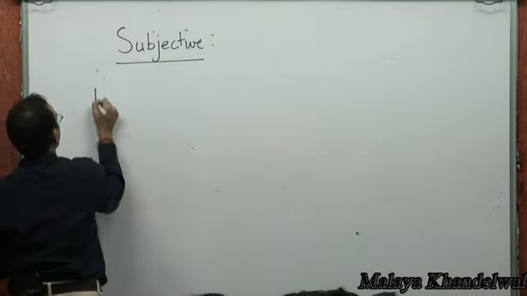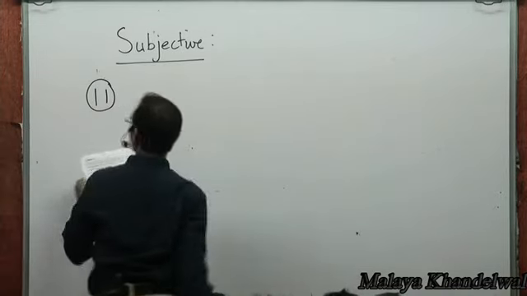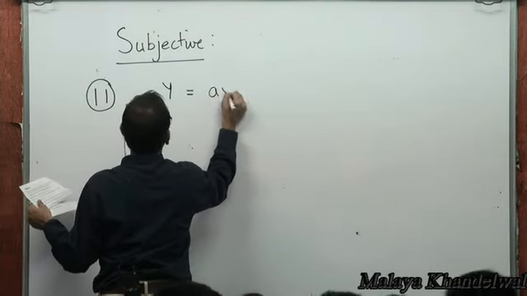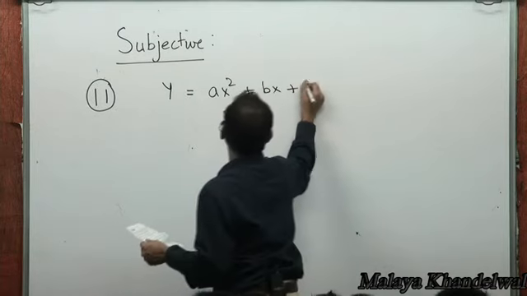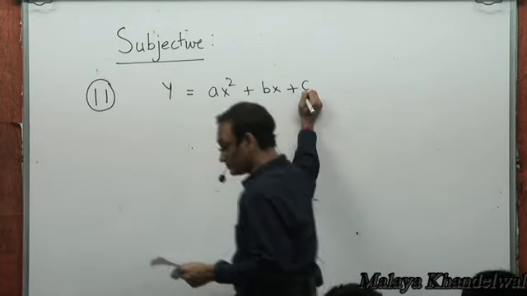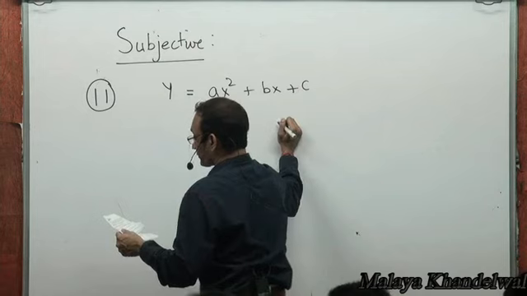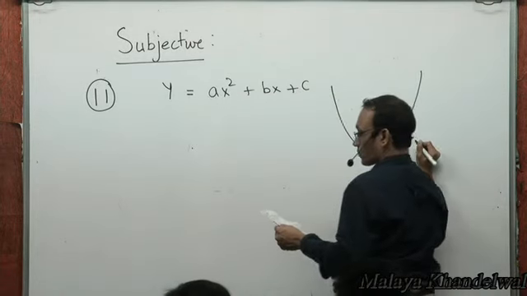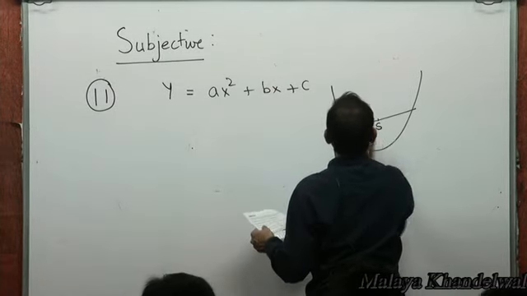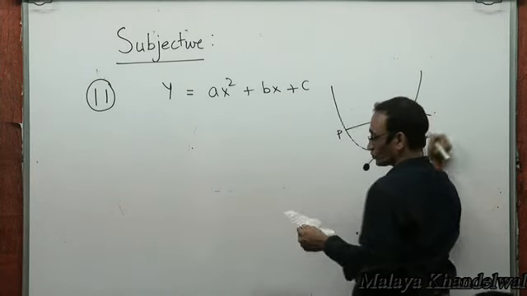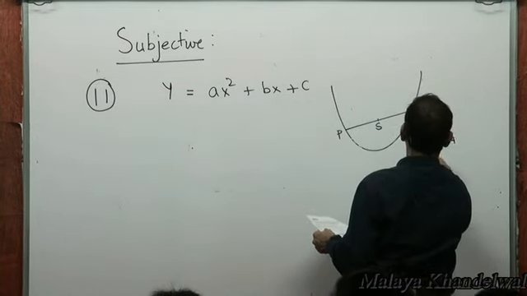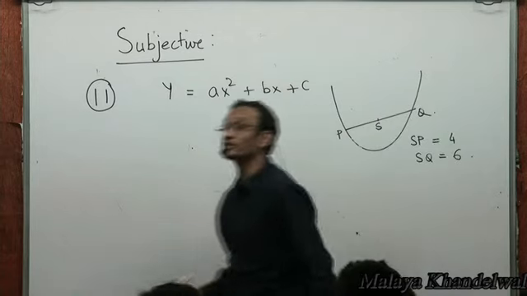So in subjective problems, let's say the 11th problem of the sheet and the first of the subjective, there is a quadratic in x, y equal to ax squared plus bx plus c. What would this be? A parabola whose axis is parallel to the y-axis, right? There is a line that passes through the focus and meets the parabola at P and Q. And if SP is 4, SQ is 6, we want to find the latus rectum of the parabola.